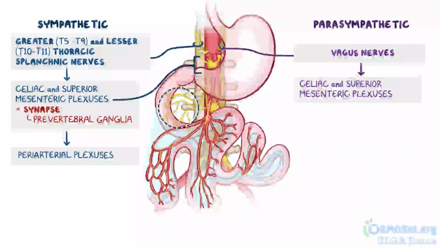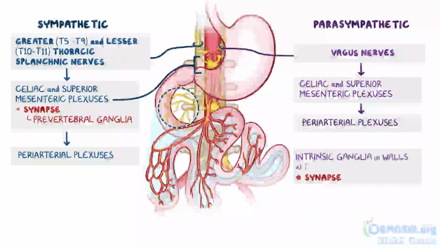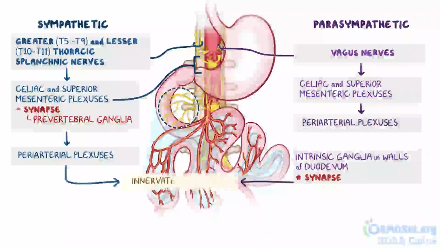The parasympathetic fibers, on the other hand, just pass through the celiac and superior mesenteric plexuses, as well as the periarterial plexuses, and eventually synapse in the intrinsic ganglia found in the walls of the duodenum, giving short postsynaptic parasympathetic fibers to their destination. Both of these nerve pathways eventually send their postsynaptic fibers to innervate the duodenum.